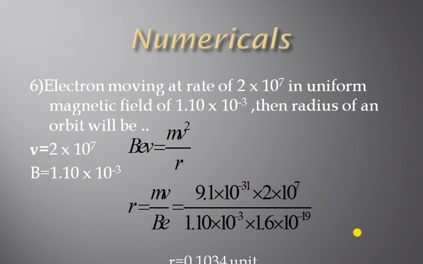It is 9.1 into 10 raised to minus 31 into 2 into 10 raised to 7 divided by 1.10 into 10 raised to minus 3 into 1.6 into 10 raised to minus 19. So the value of radius comes out to be 0.1034 unit.